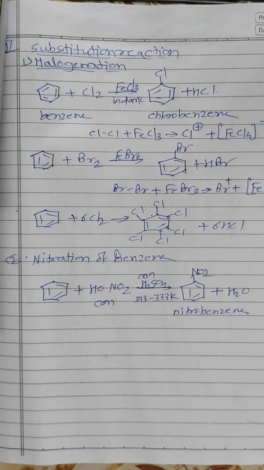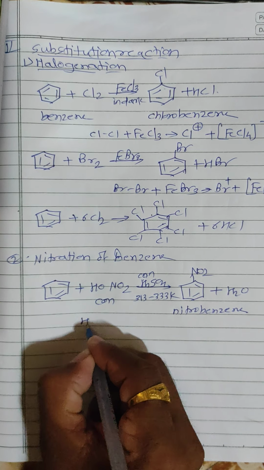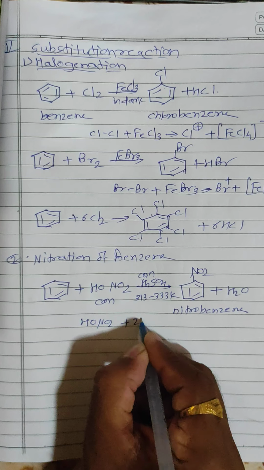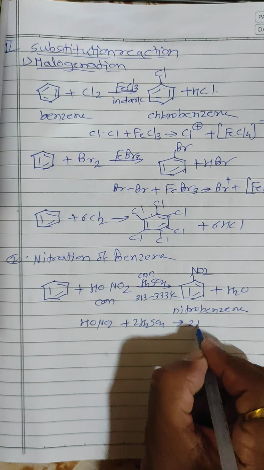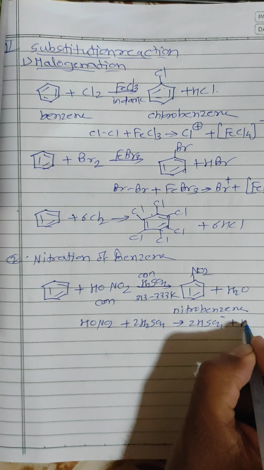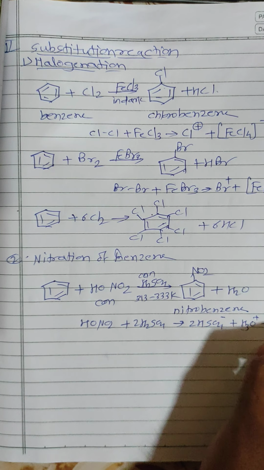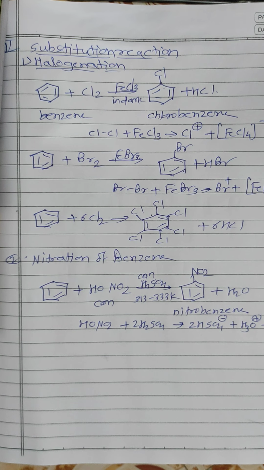Now, this nitrating mixture: they react together to form the corresponding nitronium ion. In this reaction, HONO2 is treated with 2H2SO4. They react together to form 2HSO4 minus plus H3O plus plus NO2 plus. That is the nitrating mixture.